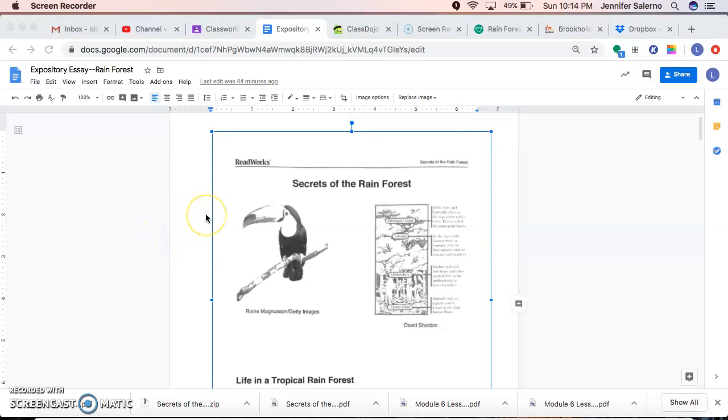Hi, 2-3. So today I'm going to be reading to you your passage that you need for your expository essay. It is titled Secrets of the Rainforest.